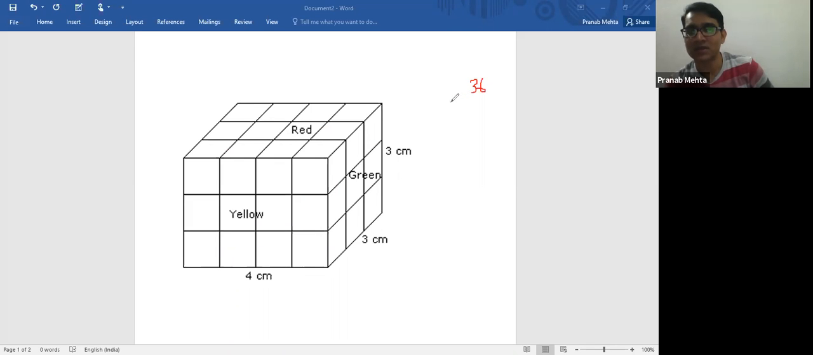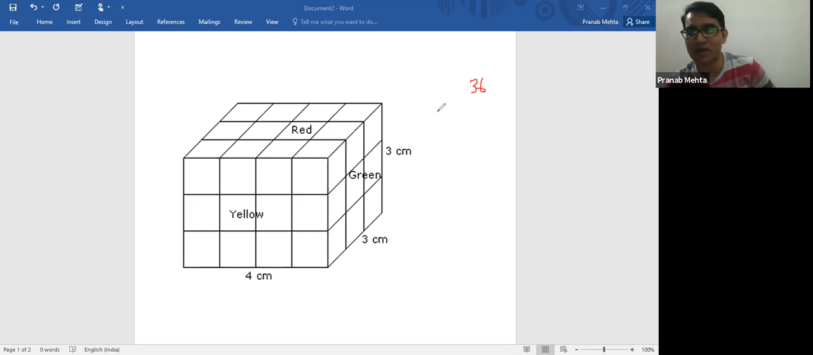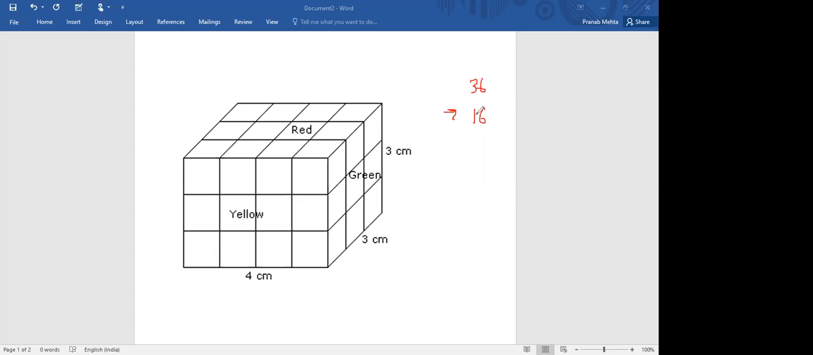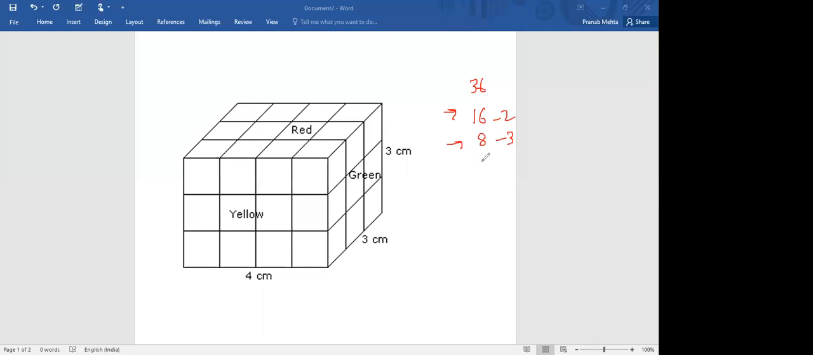Out of 36, we need to know how many of them have got 2 color. We already know the 2 color calculation has been done. Am I right? How many are we getting? 16. Am I right? Yes or no? Yes, sir. 3 faces, 8. 2 color 16, 3 faces 8. All right. So this is 2 face. This is 3 face. Now 1 face. Total you have to do.